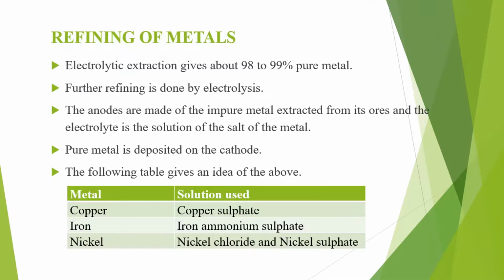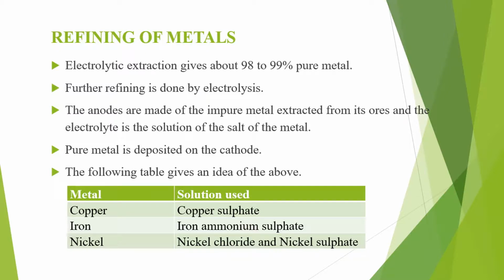Next is refining of metals. The extraction of metals gives 98 to 99% pure metal. So further refining is done by electrolysis method. The anodes are made up of impure metal extracted from the ores, and the electrolyte is the solution of the salt of that metal. And after electrolysis, pure metal will be deposited on the cathode.